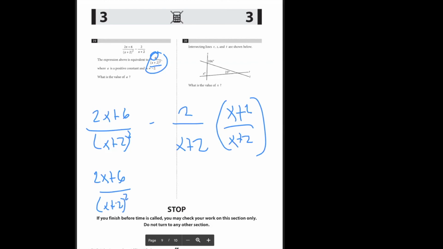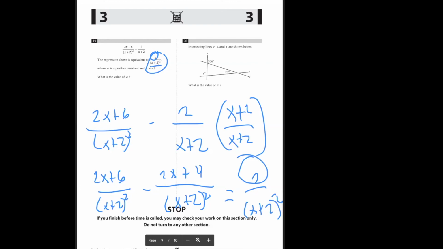just writing it out, you end up getting 2x plus 4 is equal to x plus 2 squared. So now I have to subtract. 2x minus 2x, I'm subtracting the numerators because you don't do anything with the denominators. 2x minus 2x ends up being 0. 6 minus 4 ends up being 2. Now notice that this is the exact same form how it wants it, so a has to be equal to 2 because a is the numerator, and that's how to do it. So that's the answer to this problem.